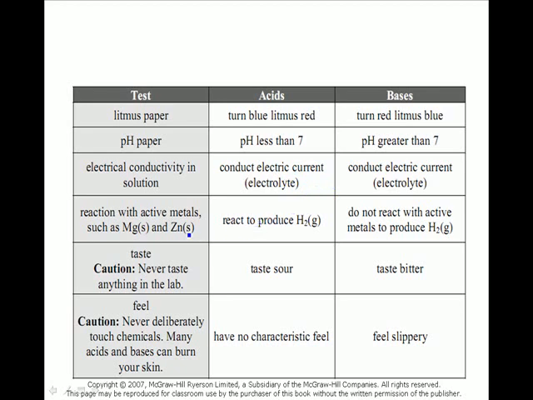Acids have a special reaction. If you place active metals such as the group 1 or group 2 metals into an acid compound, they react with the acid to produce hydrogen gas, whereas bases do not. In terms of taste, acids are sour. If you think of lemons, limes, grapefruits, they're acidic fruit and they're sour. Whereas bases taste bitter, and in terms of feel, acids don't really have a characteristic feel, whereas bases feel slippery. If you take a base solution and rub it between your fingers, there'll be a slippery sensation.